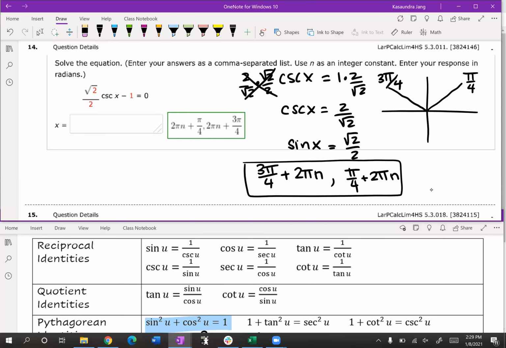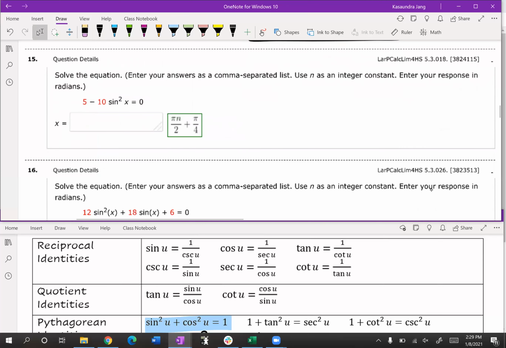Okay, and then number 15 looks like I need to start by getting the sine squared on its own first. So I'm going to subtract 5 on both sides and divide by negative 10 on both sides. So I've got a positive 1/2. And now when I take the square root, I need my plus or minus. I'm going to have some positive 1 over root 2's and some negative 1 over root 2's, which I'm going to break into 2 pieces here.